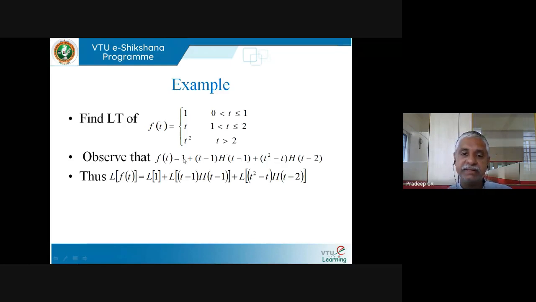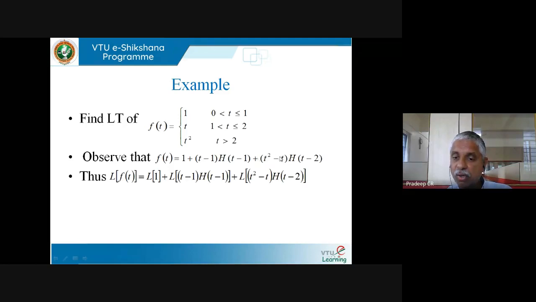Laplace of this is very easy to find. We already know Laplace of 1 is 1 by s. Laplace of this, I'll use that formula, the shift formula: Laplace of f of t minus a times h of t minus a is something I know. If I know Laplace of f(t), I can find that. And this one is the problematic part. The first two expressions are easy to find.